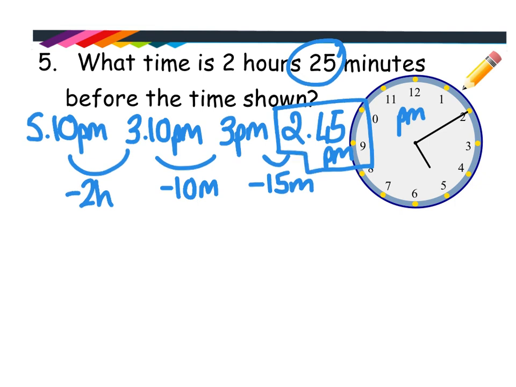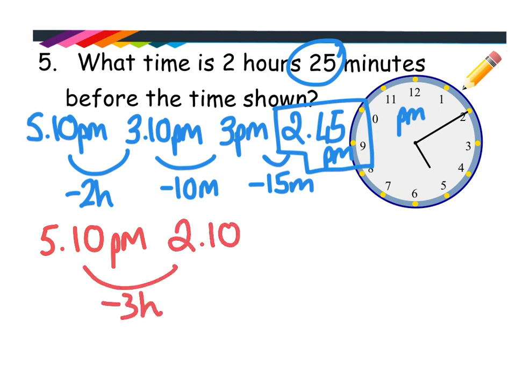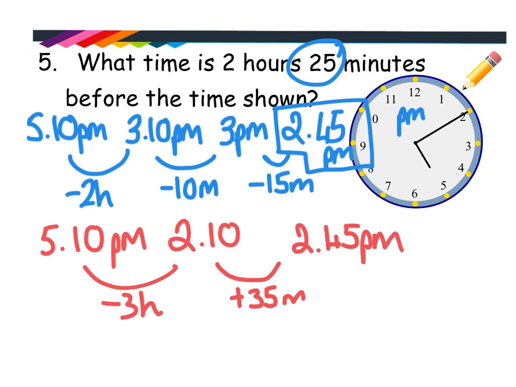And the other method, I don't like it so much for this one as I did for the previous example, is instead of 2 hours 25, you could round that up to 3 hours and do 10 past 5, take away 3 hours, which is 10 past 2. But by taking away 3 hours, you've gone 35 minutes too far. So add on 35 minutes, takes you to 2:45 as well. And that's the tricky thing with time. There is more than one way.